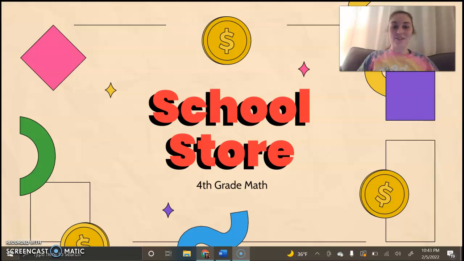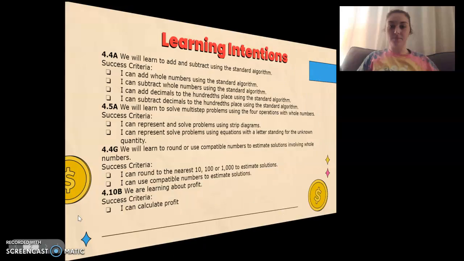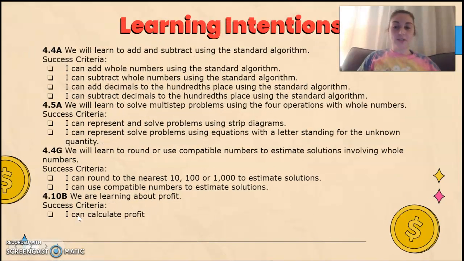All right, today we're going to be talking about our school store for fourth grade math. So, our learning intentions and success criteria, we've been talking about this for about a month now, and we've kind of broken it down, but I'm going to go over it one more time.